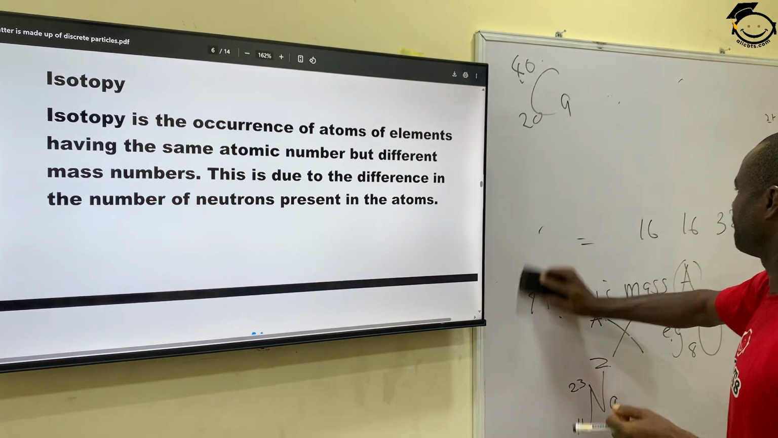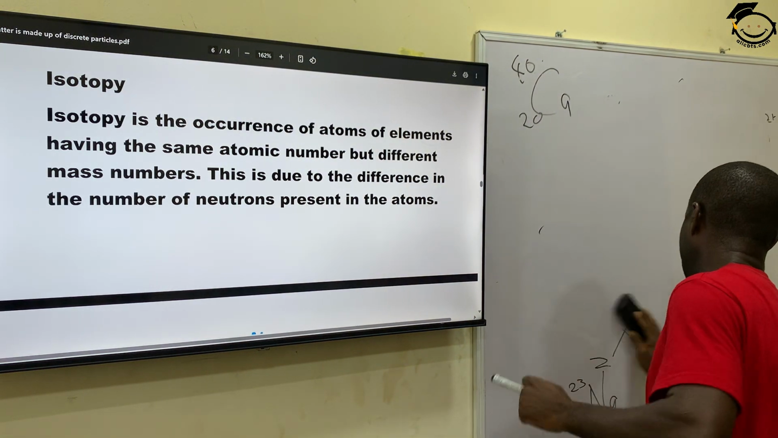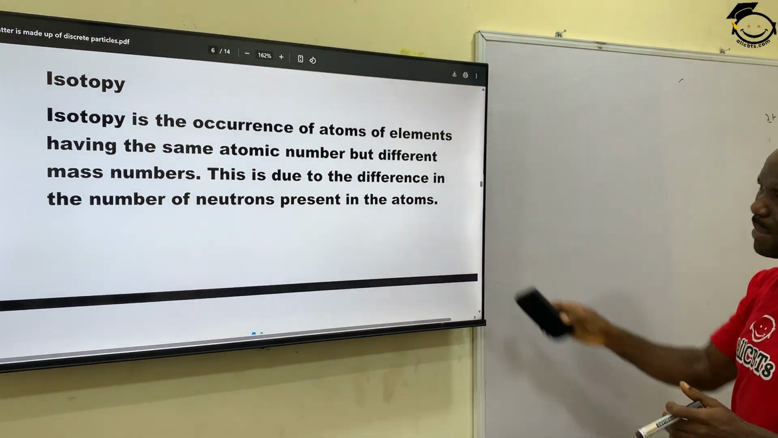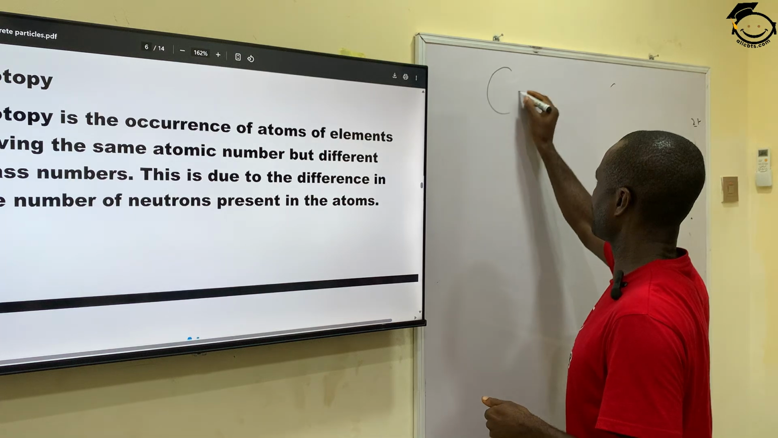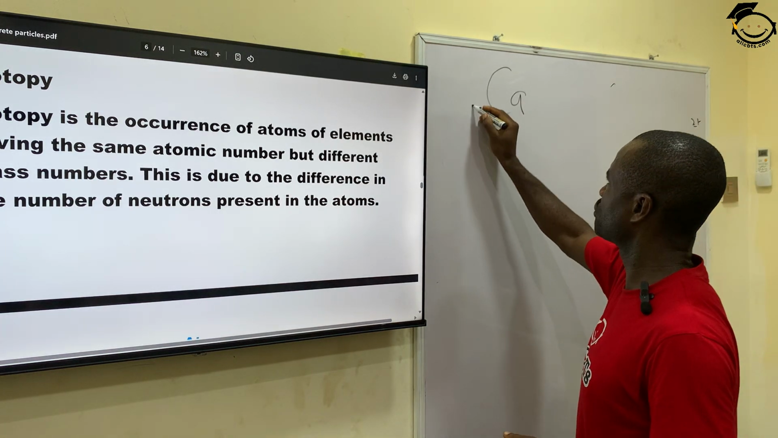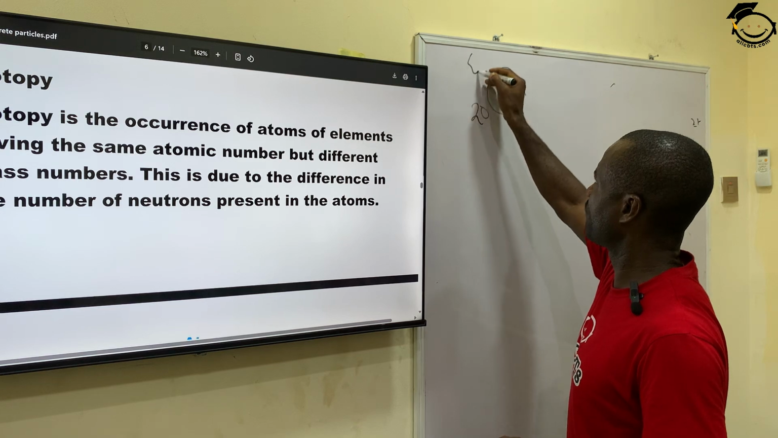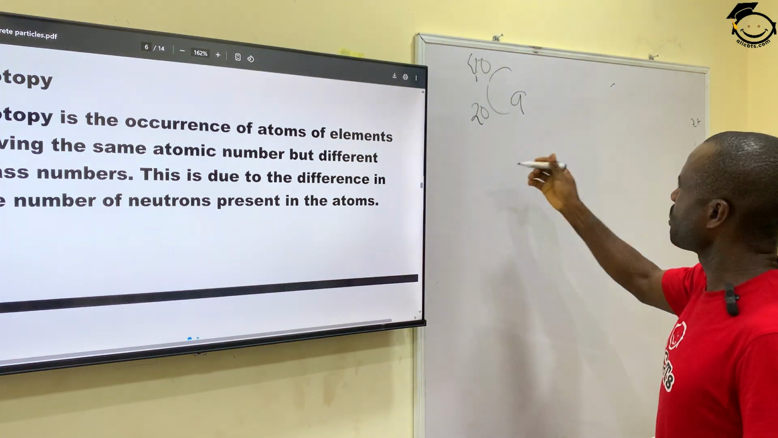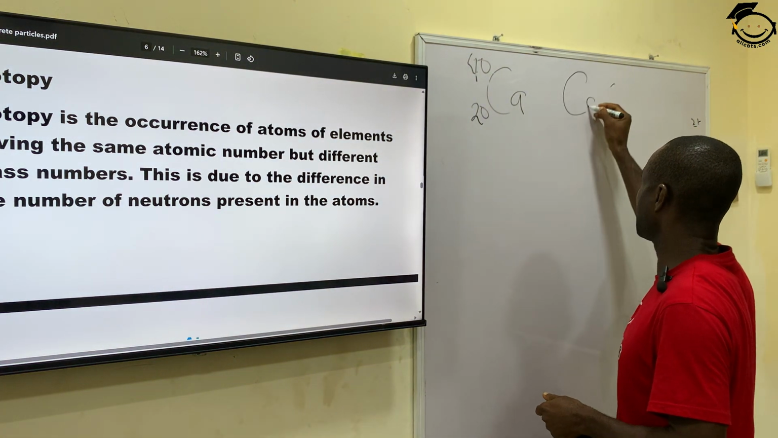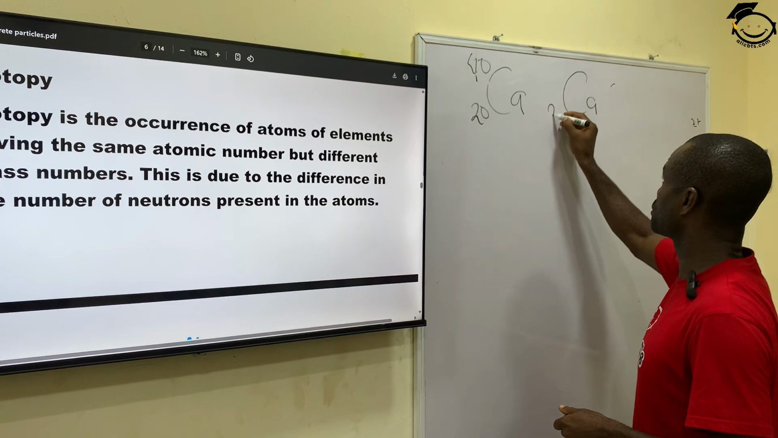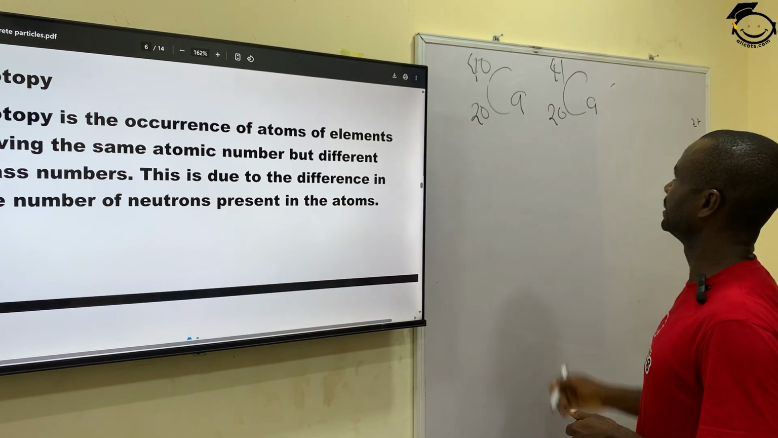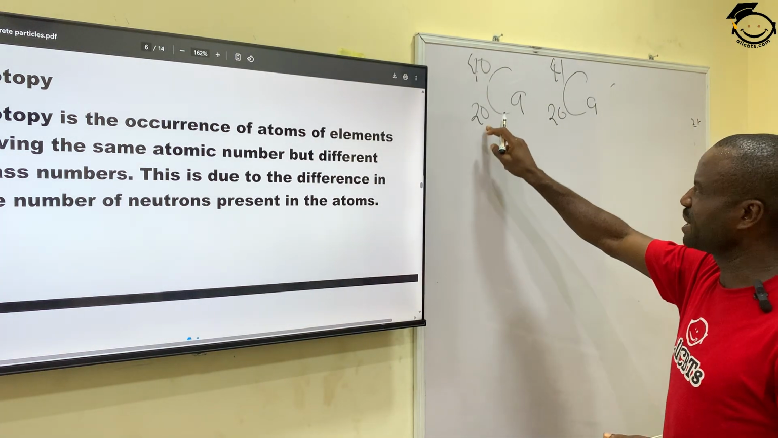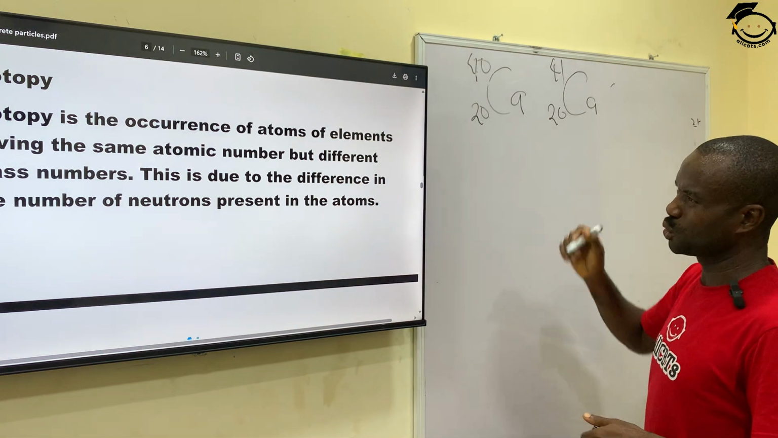Isotopy is a phenomenon where an element exhibits the same atomic number but different atomic mass. What do I mean? For instance, let's go back to our calcium. Calcium may have 20, just like we have, and 40. So we say 40 is the atomic mass and 20 is the atomic number. So we may have another calcium, which has 20 but 41. You understand? This phenomenon or this situation is called isotopy.